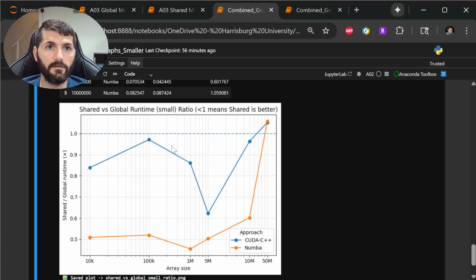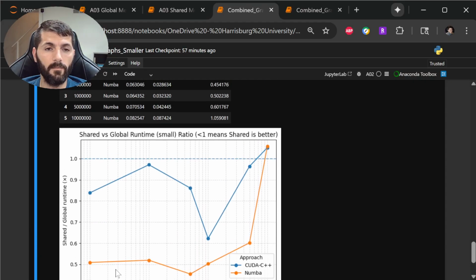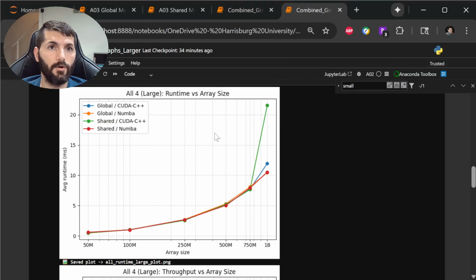And here, the shared versus global runtime. So under 1 means shared is better. So shared is a lot better, particularly here for NUMBA. Shared was basically twice as fast for most of it. Less important for doing shared versus global for C++, but it still was faster for these lower numbers, lower totals.